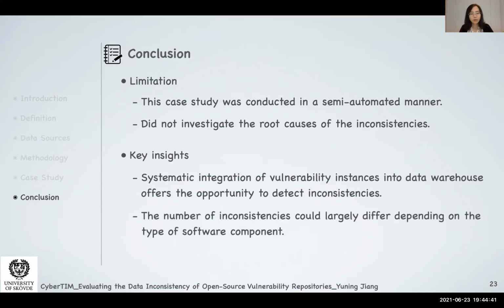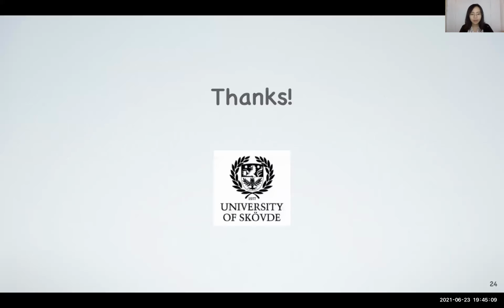The case study also showed that the number of inconsistencies could largely differ depending on the type of software component. Furthermore, vulnerabilities are reported in various standards, which increases the difficulty of vulnerability-related provisioning and sharing. Vulnerability reporting standardization is one way to enhance the quality of shared cyber threat intelligence. Thank you.